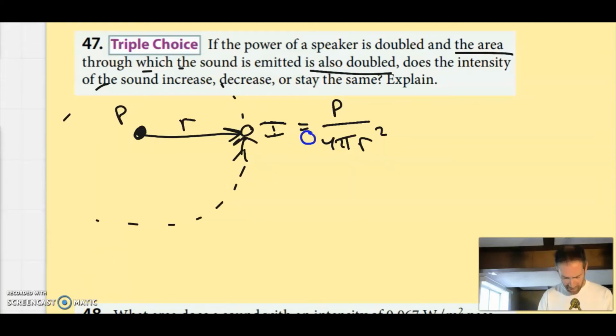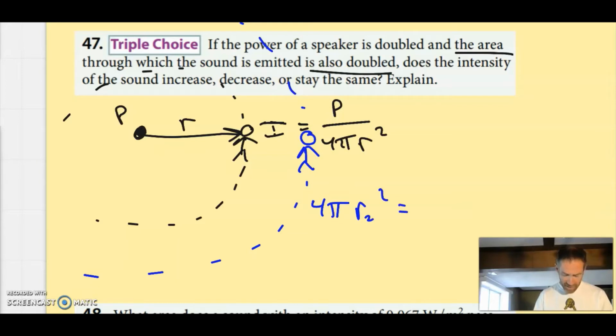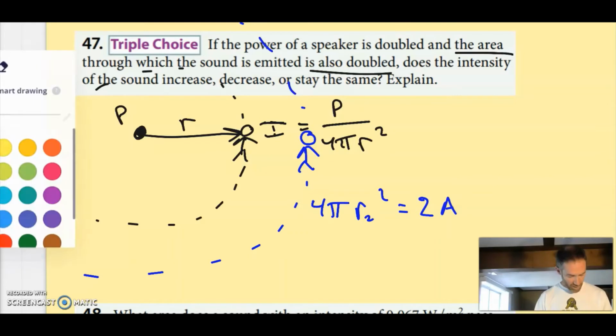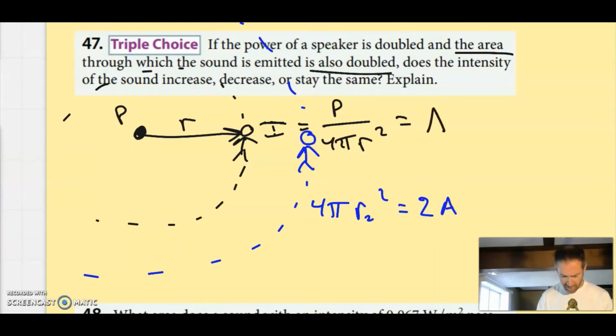So maybe this person is something like right here. This sphere is bigger, it's twice as big, because its area is 4 pi r squared, and they told me that it had twice the surface area. So up here I'm saying this denominator has a surface area of A. Now this has a surface area of 2A.